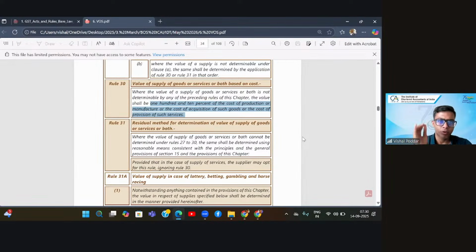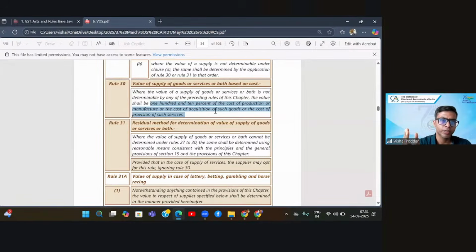Now, interestingly, what they did in GST, which was not there earlier, as I said, this is drawn from the excise valuation. In excise, it was only 110% of cost of manufacture or production. It wasn't cost of acquisition. It wasn't cost of provision of service. See where this cost of acquisition applies? When you are doing trading, you're not doing manufacturing. Then whatever is your cost of acquisition, meaning the price at which the goods have landed at your shop, that is the cost of acquisition. On that you add 10% as the margin of your profit. It becomes your taxable value.